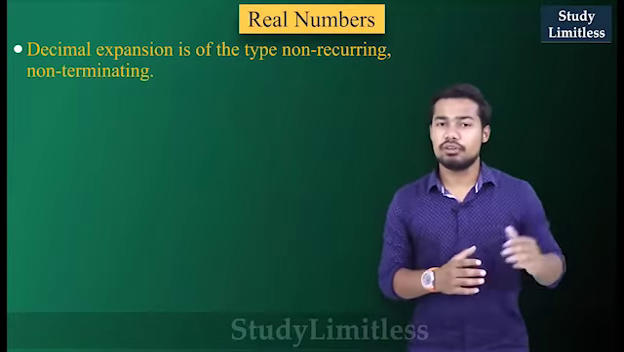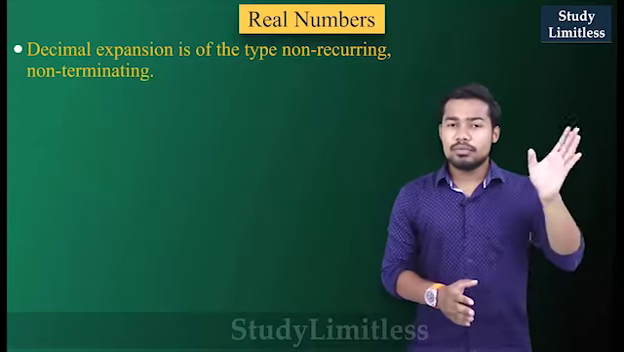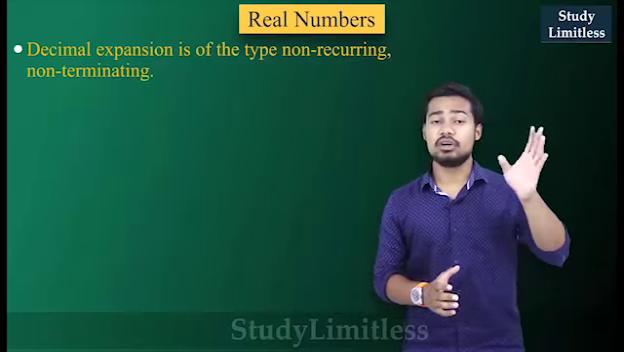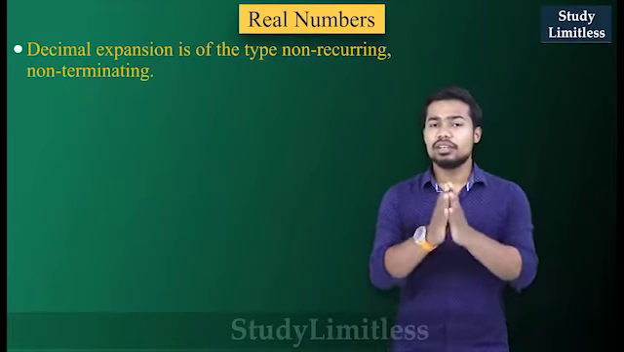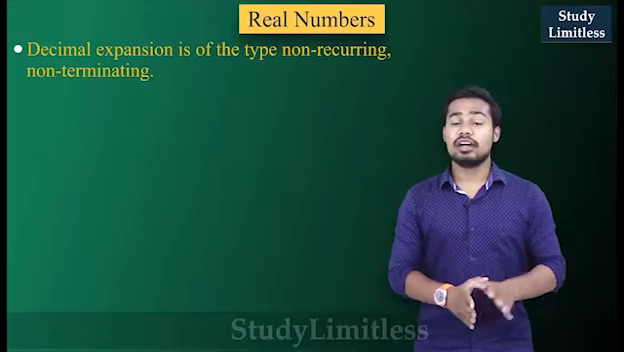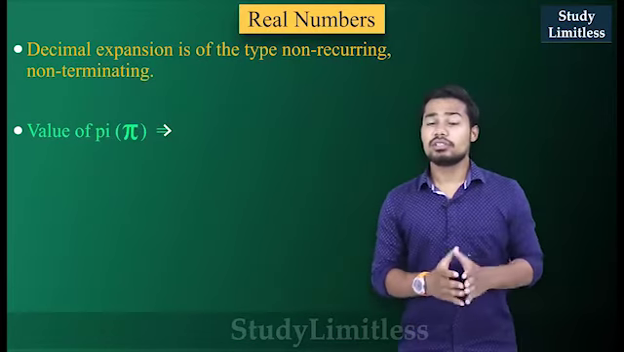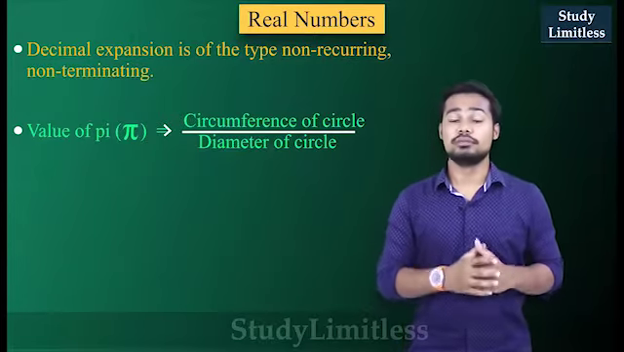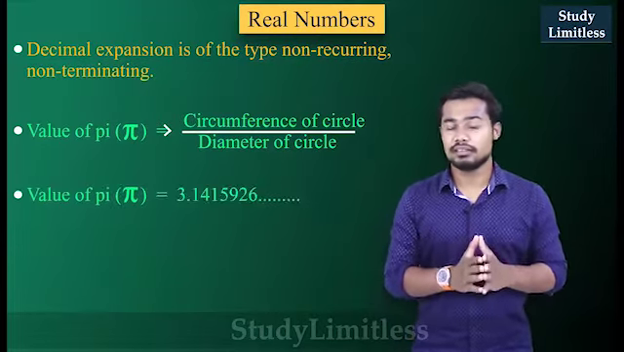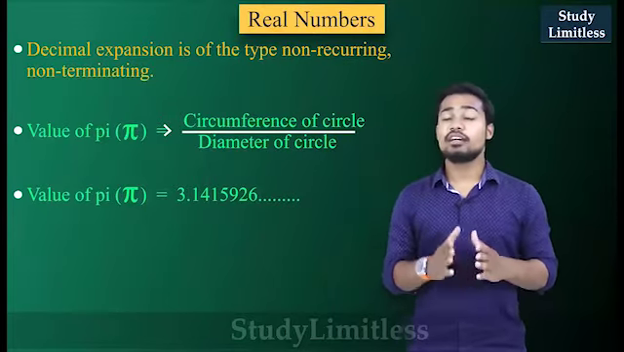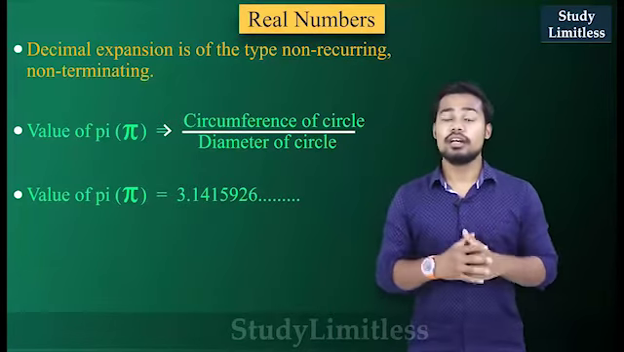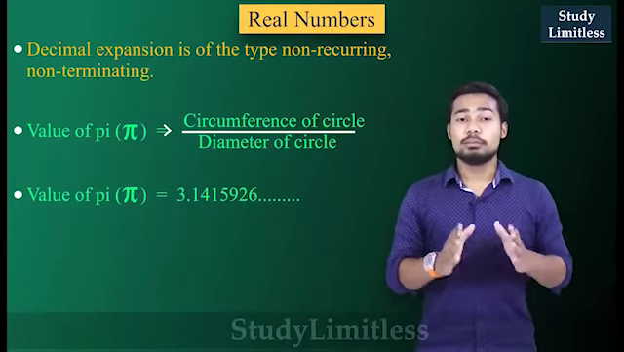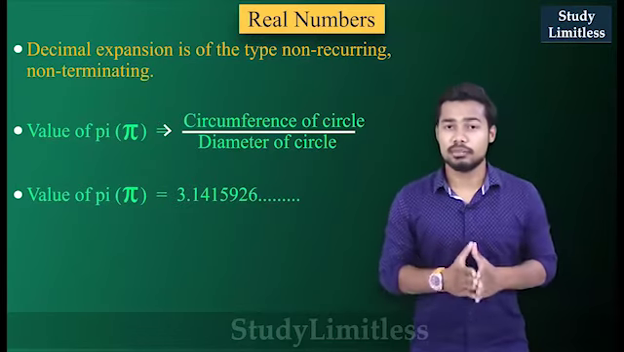That means we have seen the example of root 2 where the numbers after the decimal point do not terminate after some places as well as they do not recur. There are many examples of irrational numbers. The common example is the value of pi. Pi, which is equal to circumference of circle upon diameter of circle, is also an irrational number. The value of pi is 3.14159 26 and so on. This will never end. In fact, the value of pi has been found out till the millionth decimal place, but it is still not terminating.